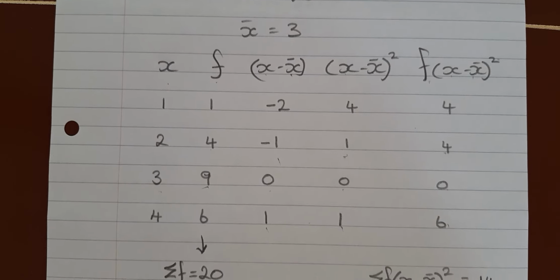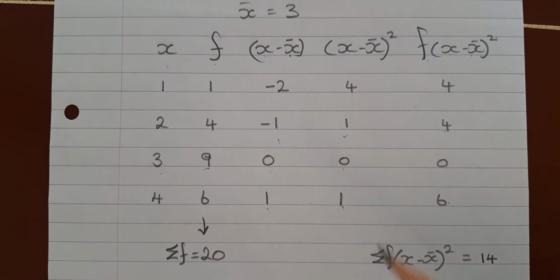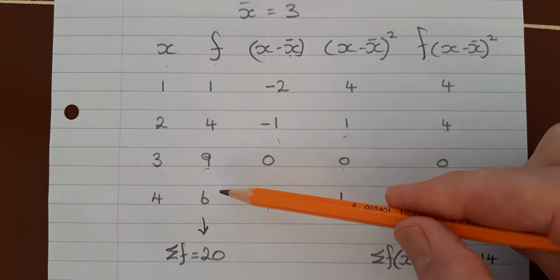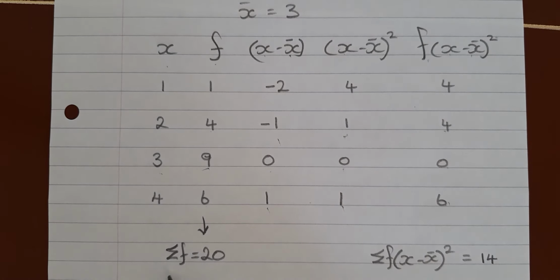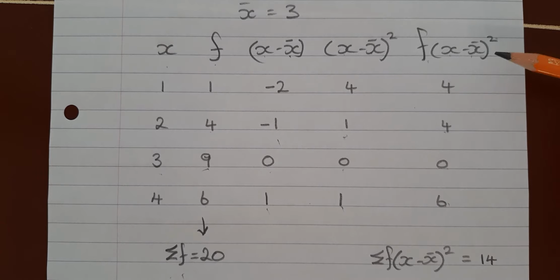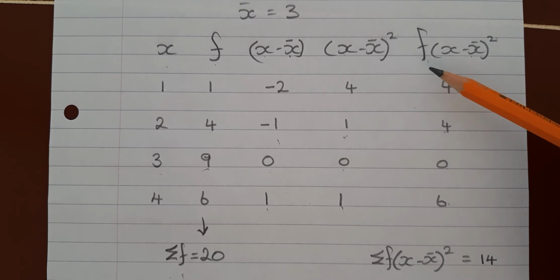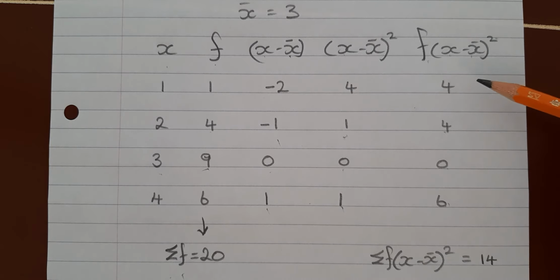Next, we find the sum of the frequency column. So 1 plus 4 plus 9 plus 6 is 20. So this is our sum of the frequencies. Next, we find the sum of the final column. So the final column is the frequencies multiplied by the variable minus the mean squared. So that's 4 plus 4 plus 0 plus 6. This is equal to 14. So our sum of each frequency multiplied by the variable minus the mean squared is equal to 14.